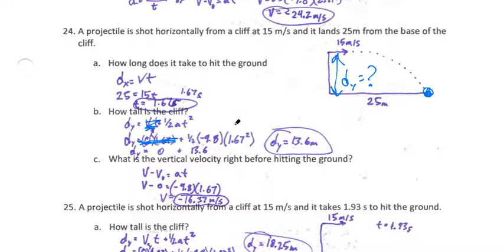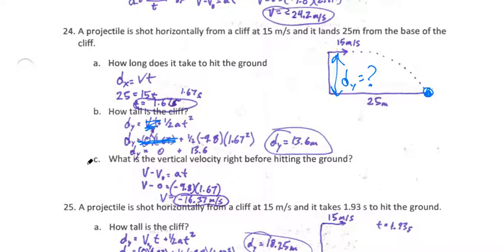Now, if you left this as negative, just realize that it's falling 13.6 meters, so that's why you might come out with a negative 13.6. But it's asking how tall is the cliff. We wouldn't say that cliff is negative 13.6 meters. We'd say the cliff's 13.6 meters.